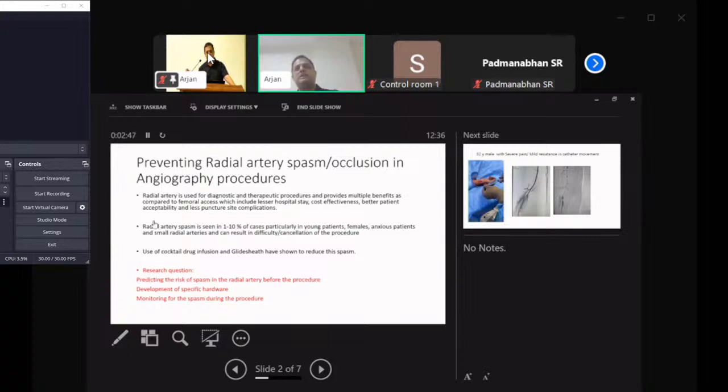Secondly, can we develop specific hardware with a specific coating so that the risk of spasm in these arteries can be reduced, because that can significantly reduce the cost burden and improve patient comfort. And third, when the sheath is inserted in the artery, can we have continuous monitoring which can tell us about the pressure inside the artery, that this artery is undergoing spasm?